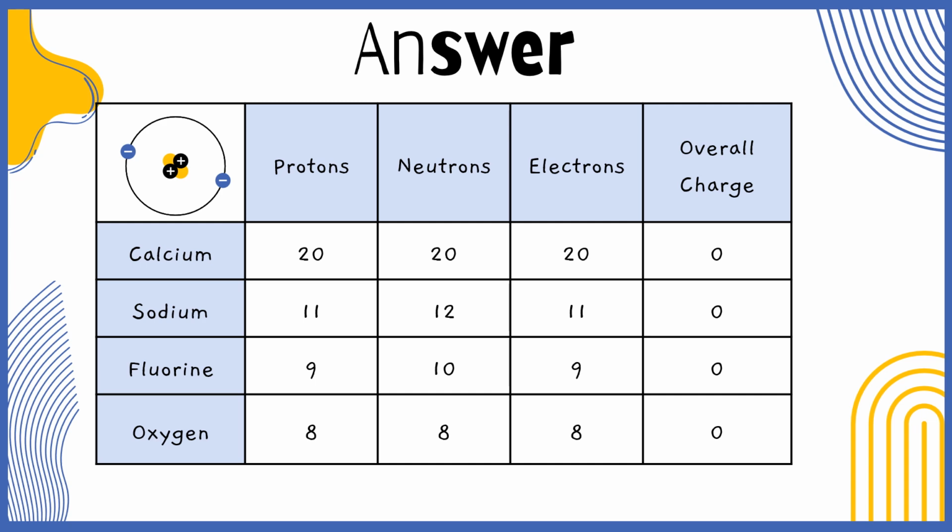If you wrote 20 for calcium with overall charge 0, because 20 protons and 20 electrons give overall 0 charge, you're correct. Sodium will have 11 protons, so 11 electrons. While solving this, you need to remember that the number of protons is equal to the number of electrons, and the charge will cancel out because the number of protons will be equal to the number of electrons. This thing will help you solve this question answer chart.